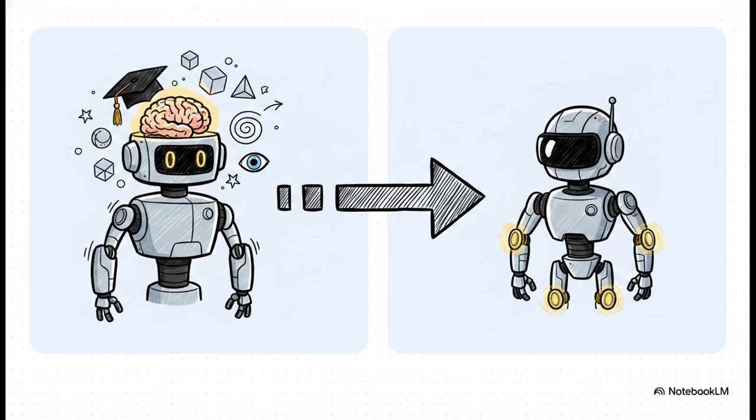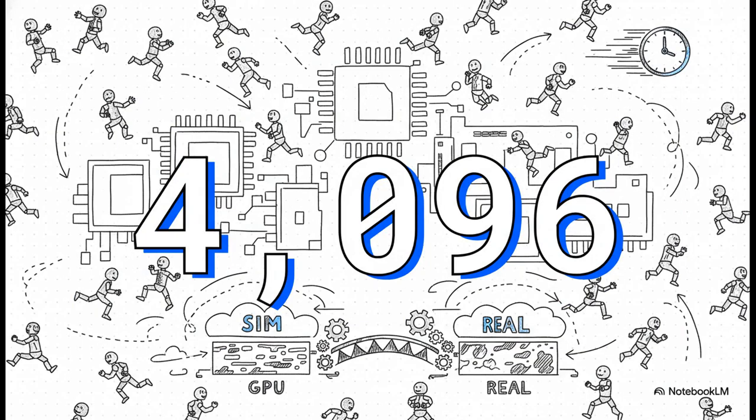But through a process called distillation, the student learns to infer all those privileged cheat codes just by analyzing the history of its real sensor observations. It basically figures out how to mimic the teacher's perfect movements without ever actually seeing the teacher's perfect data. It is brilliant. And this brilliantly illustrates the sheer scale of how we do this today.